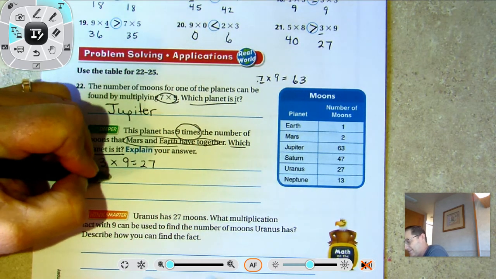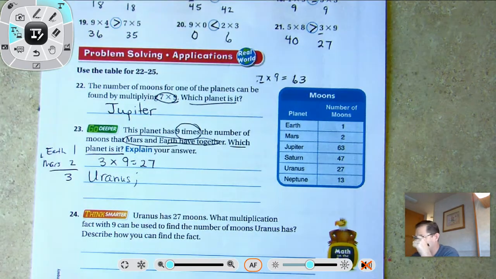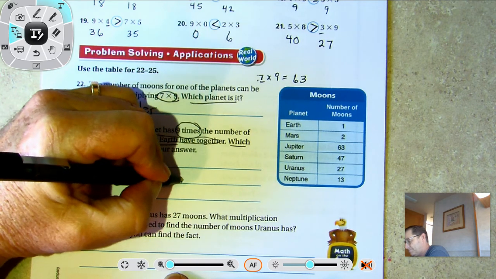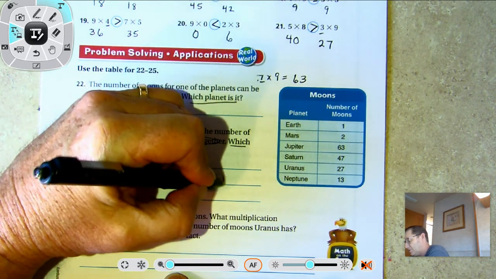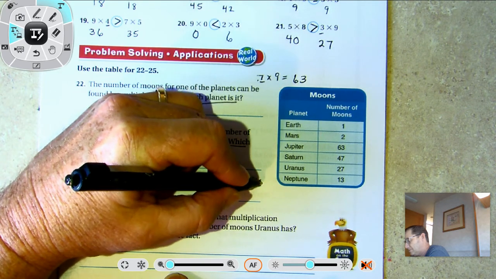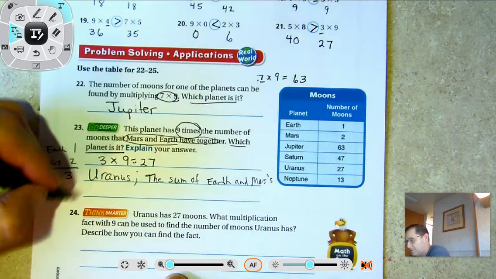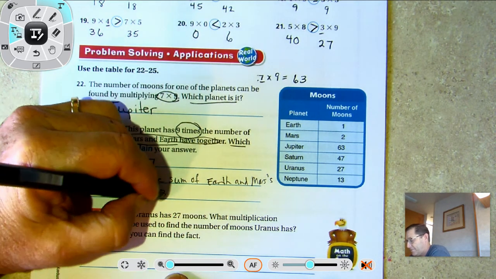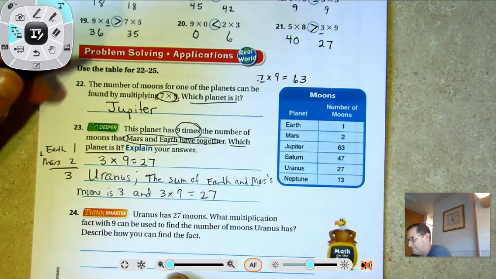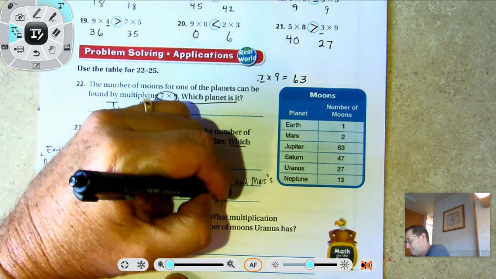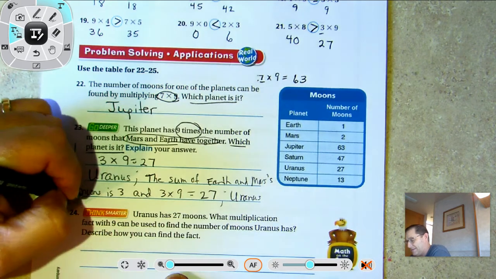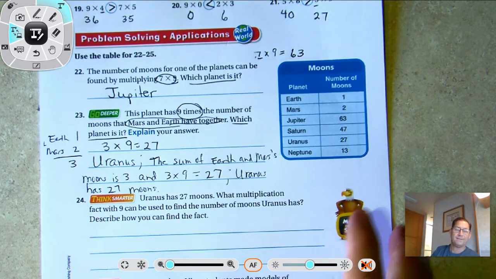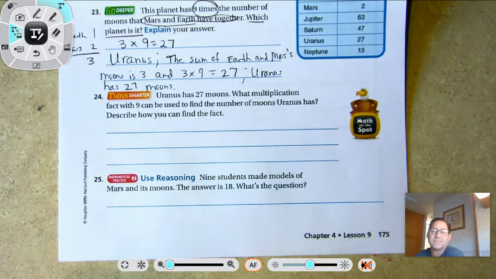So the planet is Uranus, and it's the sum of Earth and Mars moons is 3, and 3 times 9 equals 27. Uranus has 27 moons. Okay, so Uranus has 27 moons.